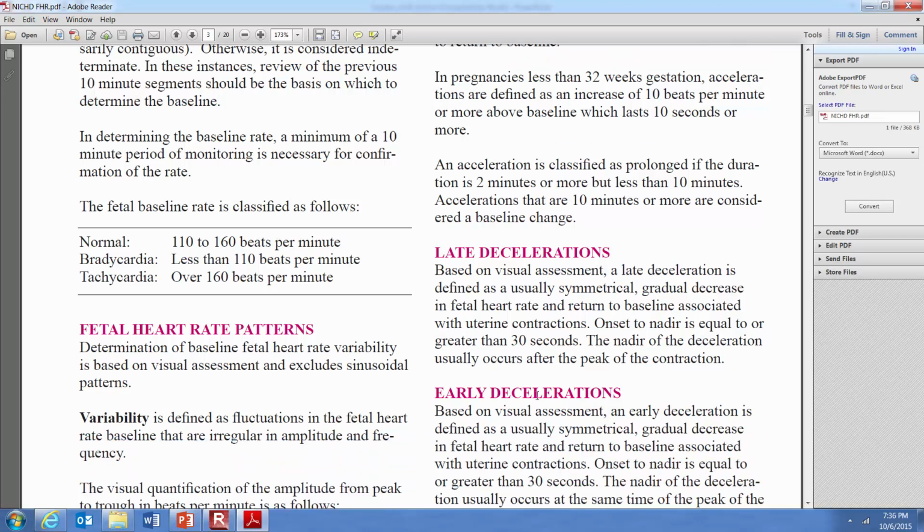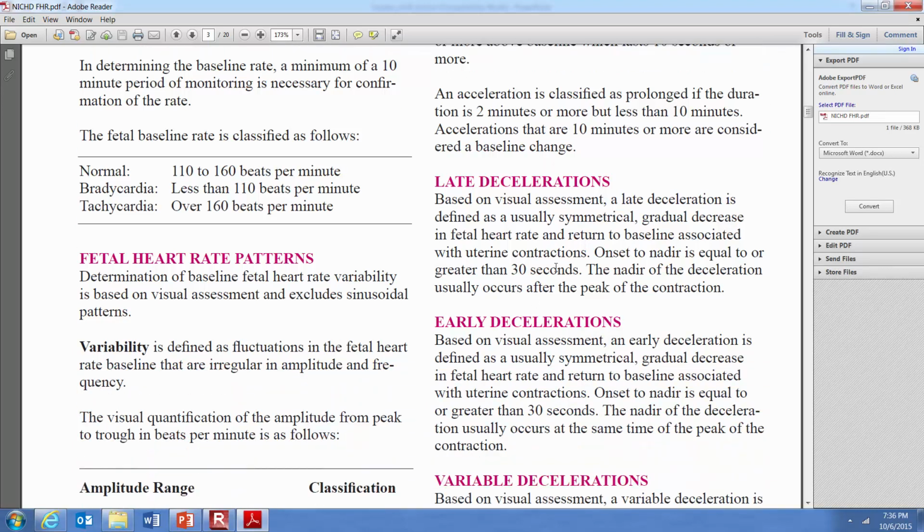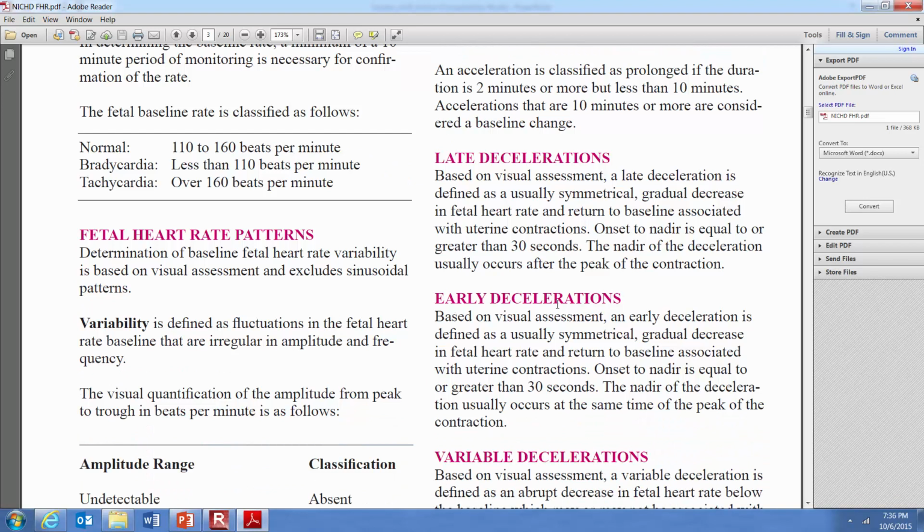Now, on the screen you'll see late decelerations there. Skip that for a second. Let's talk about early decelerations, because this is the one that's okay. This is the one that you're not going to get all freaked out about. An early deceleration is a gradual decrease in the heart rate from baseline, okay? So the heart rate is going to gradually descend, and it's going to take 30 seconds or more for it to go from baseline to its lowest point. So the heart rate will drop and then it'll return back to baseline.